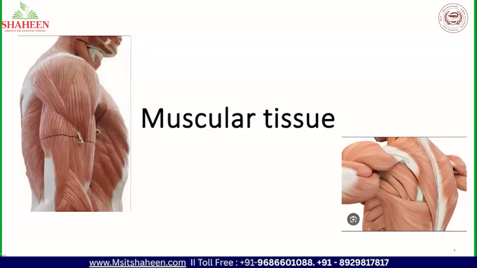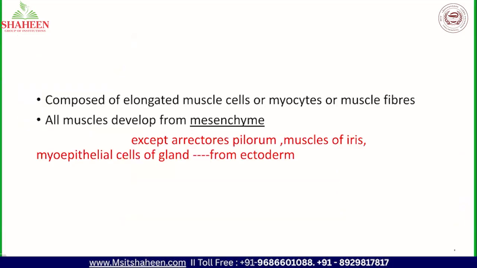How many germ layers are present in our body? The whole body is developed from three germ layers, right? What are the three germ layers? Ectoderm, endoderm, and mesoderm. From which layer are the muscles developing? Mesoderm.